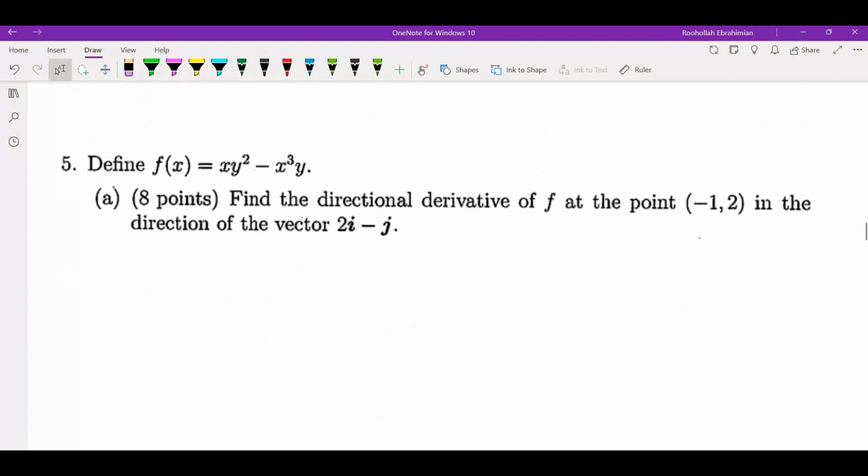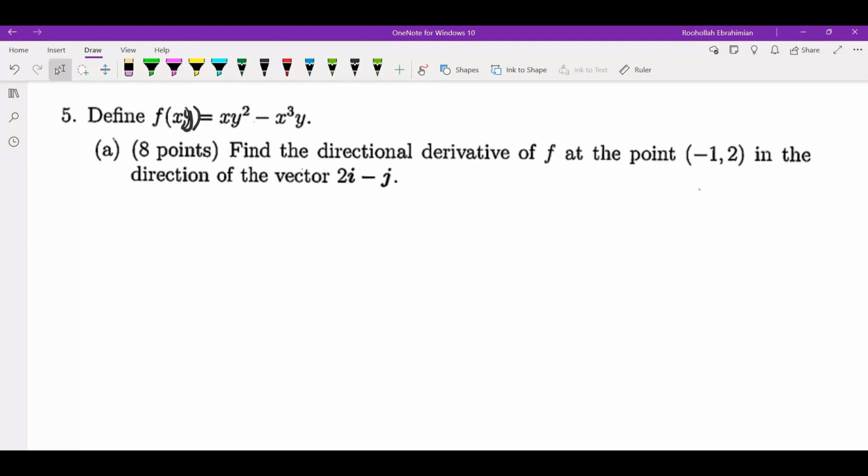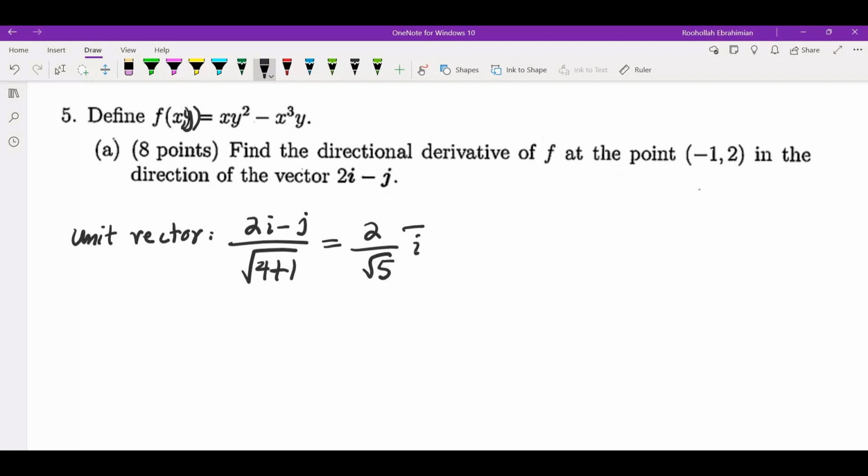Okay, so next problem. Define f of x, and this is supposed to be f of x, y, as that. Find the directional derivative of f at this point in that direction. So because the direction is given as a non-unit vector, we'll have to change it to a unit vector. So the unit vector is going to be 2i minus j divided by the square root of 4 plus 1, which is the magnitude of this vector. So this is 2 over root 5 i minus 1 over root 5 j. So this is the direction.